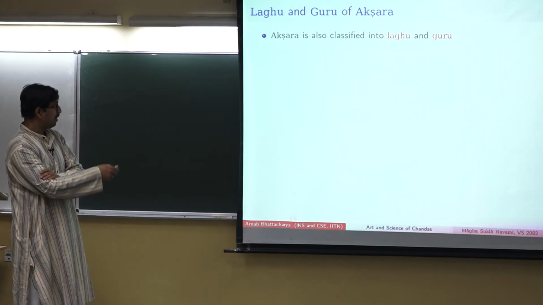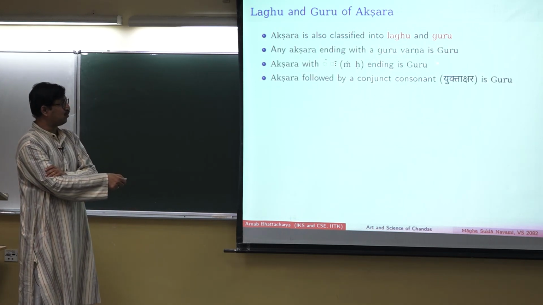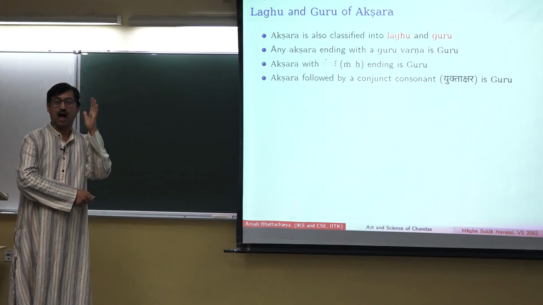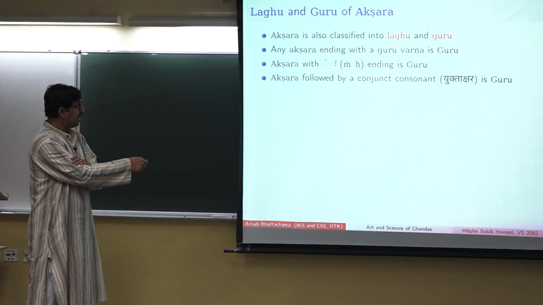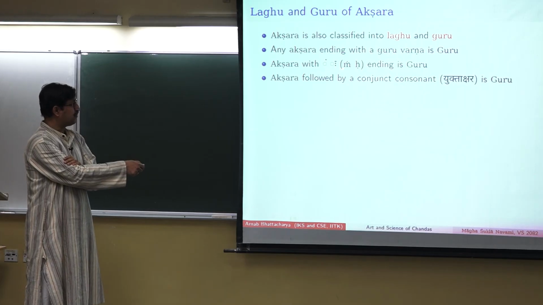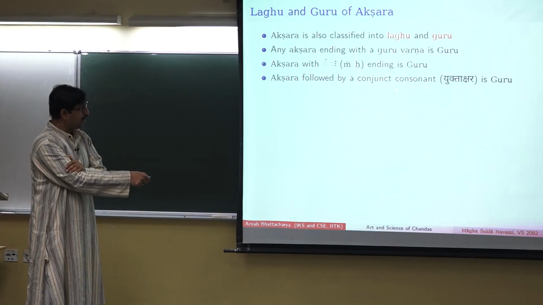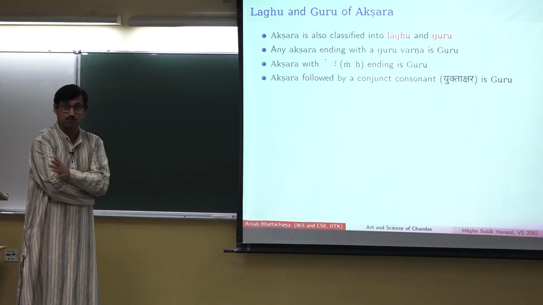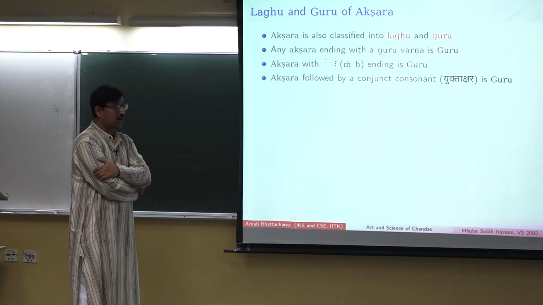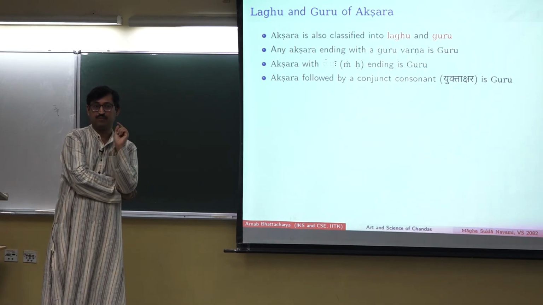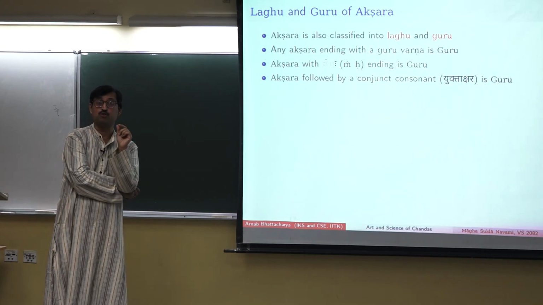Okay. So here is the classification. Any akshara that ends with a Guru varna is Guru. So if it ends with this A, I, U, A, I, this is Guru. Any akshara that ends with an Anuswar or Visarga is also Guru. Any akshara followed by a conjunct consonant, Yukta akshara, is also Guru. So when I say, let's say aksharam, the A itself is Laghu, but it is followed by a conjunct consonant. Then it turns to Guru.